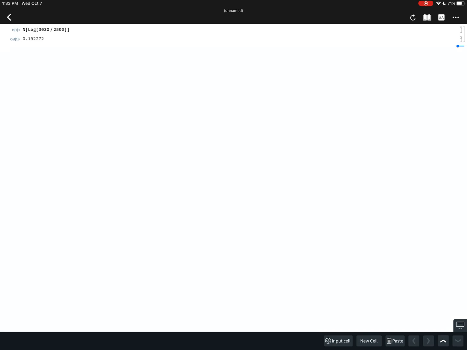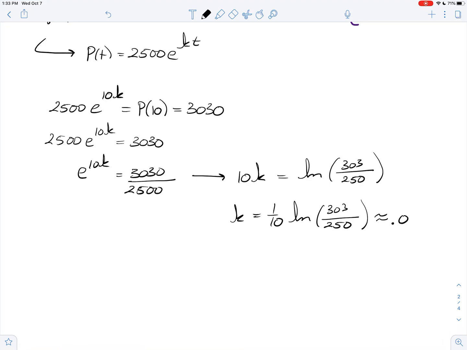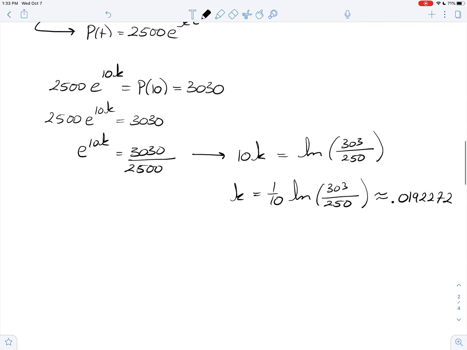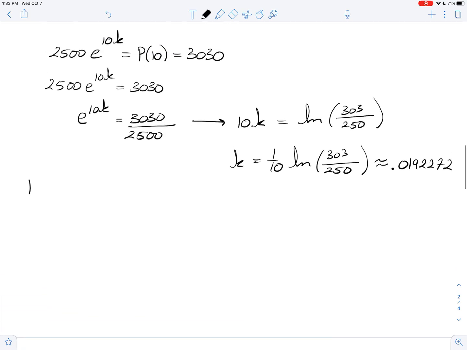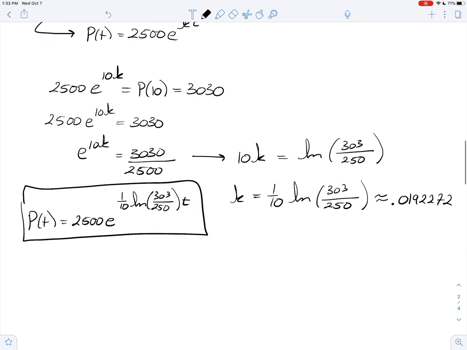So 0.9192272, let's write that down. So this is going to be 0.0192272, our rough decimal approximation. And so now we've got a precise formula for P of t. So P of t, we know, is 2500 e to the 1/10 natural log of 303 over 250 times t. There's the precise formula for my P of t.